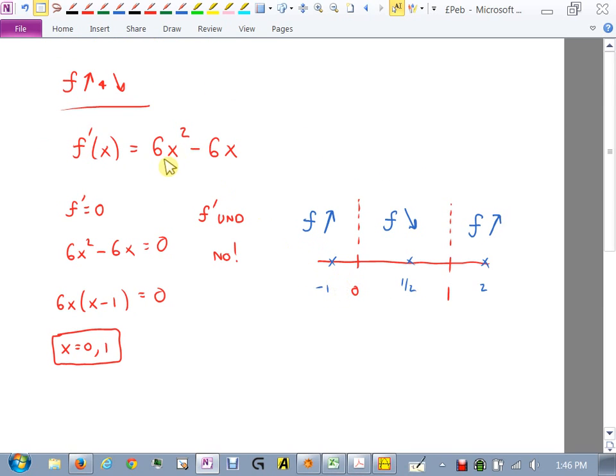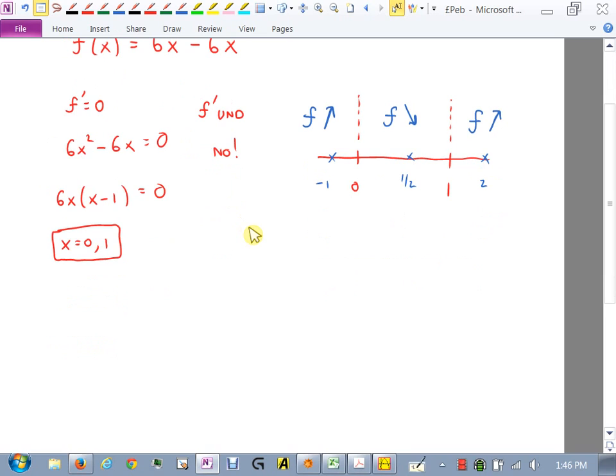-1 squared is 1. Here, -6 times -1 is +6. So now I can tell from this where I'm going to have a local max: local max at 0, local min at 1, right? But I'm just going to wait on that. Now let's go to the second... I was looking at the derivative, though. I wasn't looking at the original function, right? Okay.